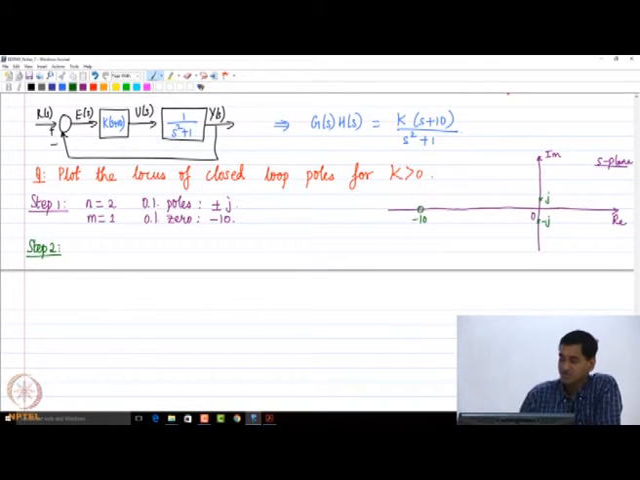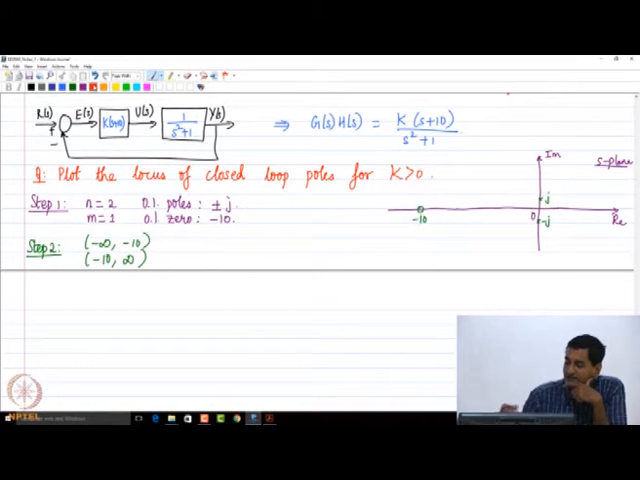What is step 2? Step 2 is to locate the part of the real axis that lies on the root locus. If you look at the real axis, are there any open loop poles or open loop zeros on it? There are no open loop poles on the real axis, but there is an open loop zero on the real axis, and that cuts the real axis into 2 subregions. What are they? Minus infinity to minus 10 and minus 10 to plus infinity.